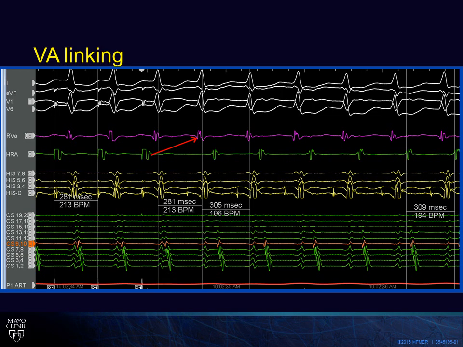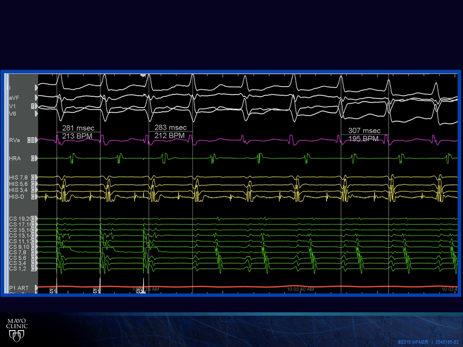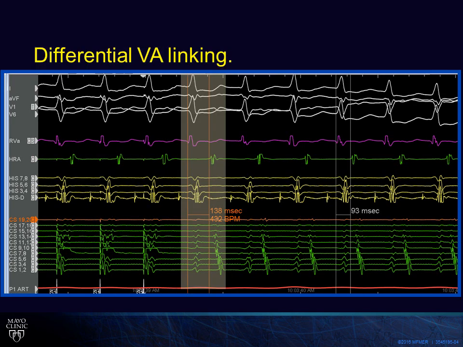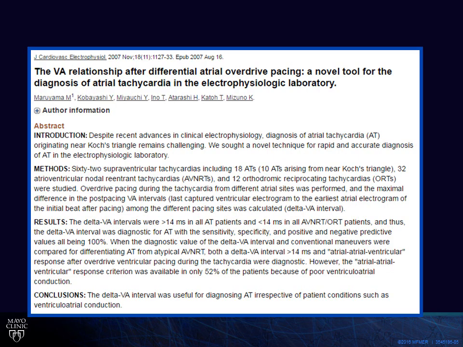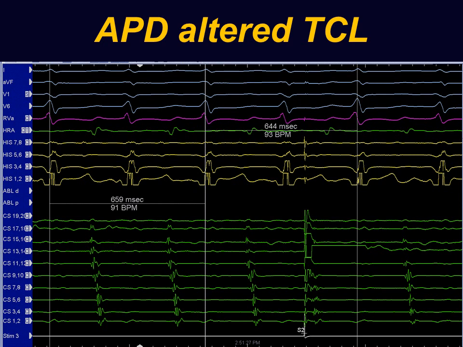One way of confirming is VA linking. You can burst pace the A and look at the VA interval. It's 101 first return beat and 101 for the tachycardia from high right atrium. Pacing from distal CS, the return V to A is 135 and V to A is 93. So when you pace from two different spatial locations, it's worth reading this, they say delta VA greater than 14. So you can measure this also.